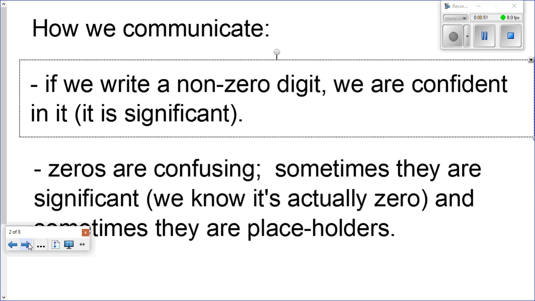The second trick is zeros are confusing. Sometimes they are significant, sometimes we actually measured it and it really actually is 0 or rounds to 0. And sometimes zeros are just placeholders. I'll show you some examples of these things.